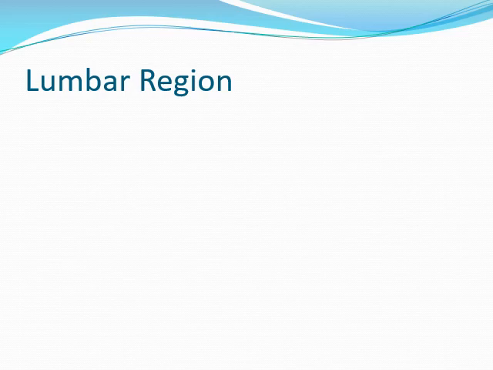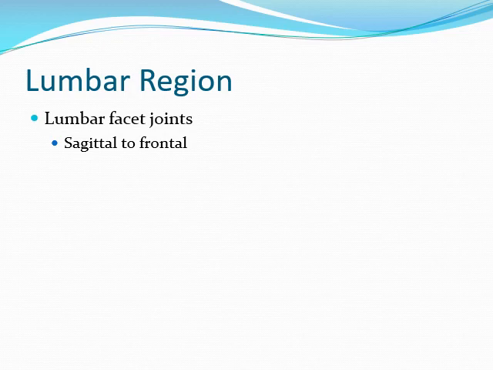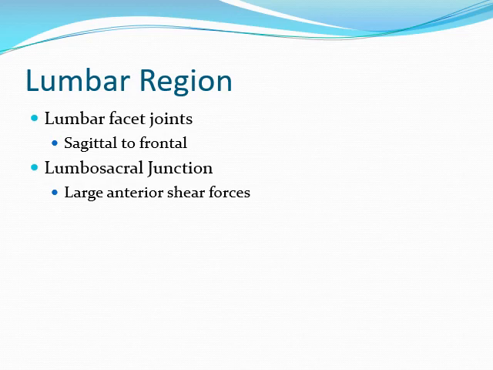We look at the lumbar region. So the lumbar facet joints are going to move from a sagittal to a frontal orientation. What they do is they prevent rotation and anterior shear. Okay, so the lumbar facets are resistant to rotation and anterior shear. Then we get down to the lumbosacral junction. There's large anterior shear forces there, so it's important that the facet joints, and again, you can see that they take on a more frontal orientation as they move down.